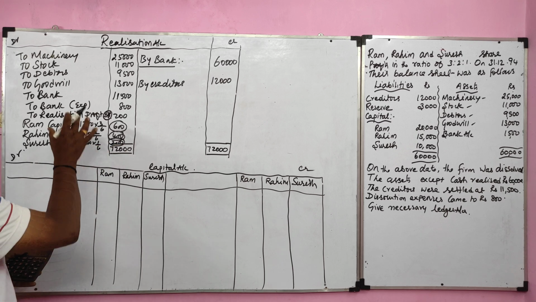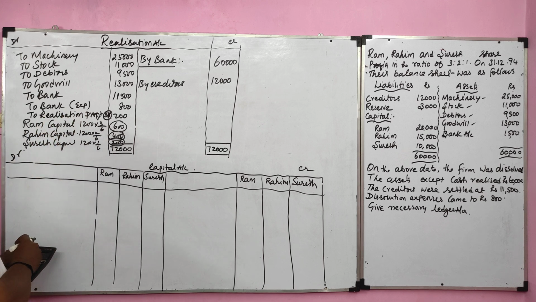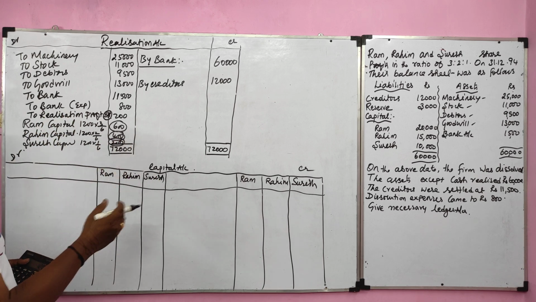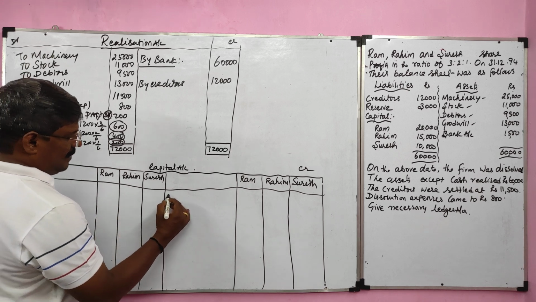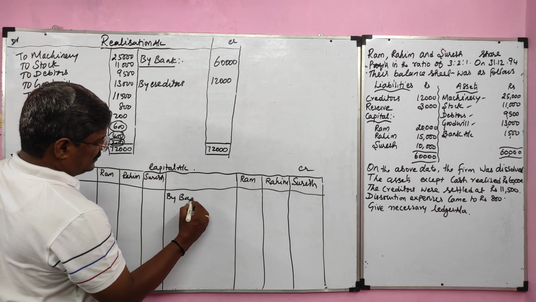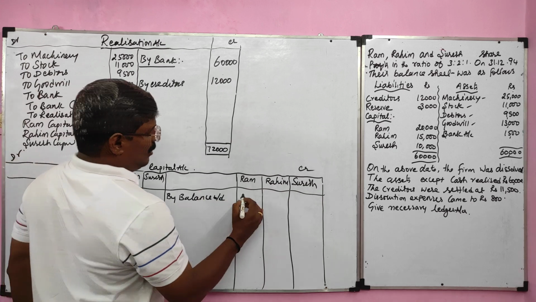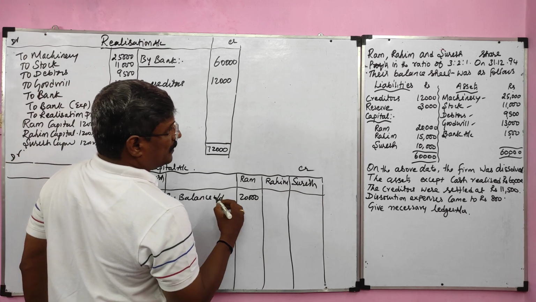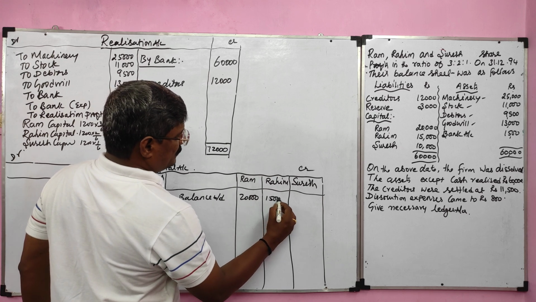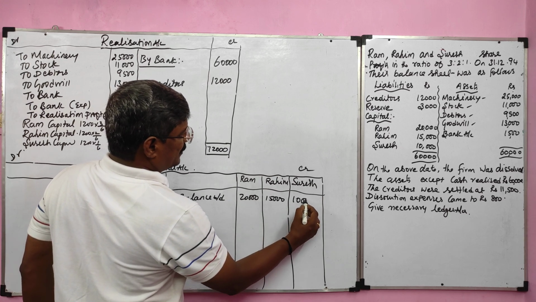So first, I transferred the realization profit to all the partners. Then we'll move to the capital account. First we'll transfer the capital to the capital account on the credit side: by balance b/d, Ram capital 20,000, Rahim capital 15,000, Suresh capital 10,000.